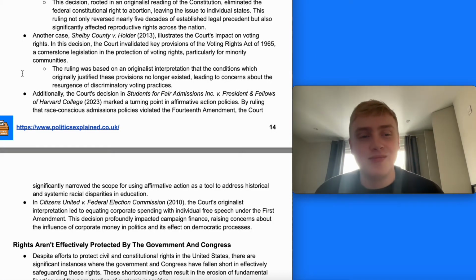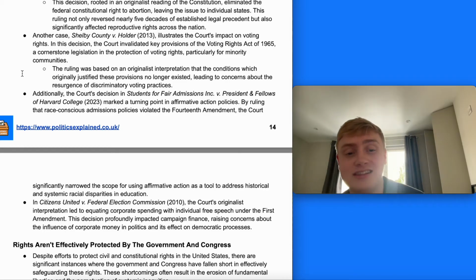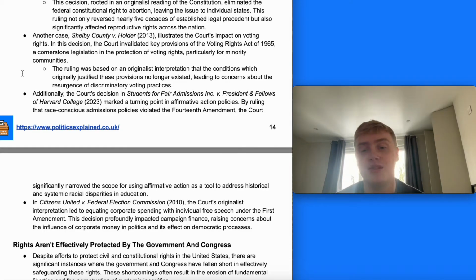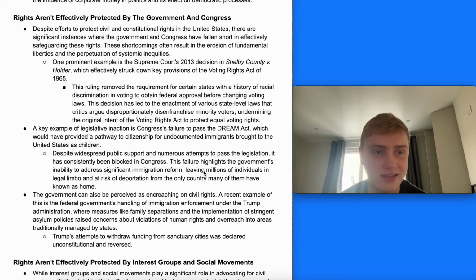A number of other cases too: Students for Fair Admissions can be seen as removing equal access to education and employment through removing the constitutionality of affirmative action, while Citizens United can be seen as facilitating the erosion of democracy through the role of money in politics and in elections due to its interpretation defining corporate spending as free speech.